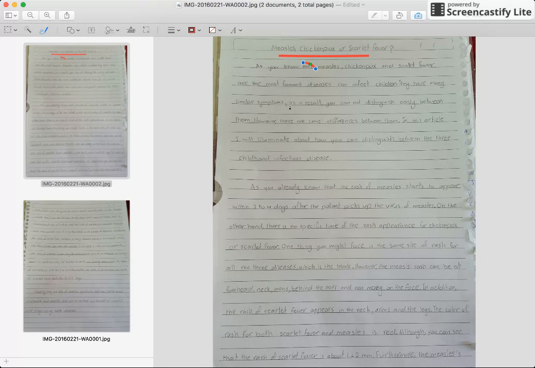Okay, it's not really "as a result." They just do. Yeah. You cannot distinguish easily between them. Okay, that's true. However, there are some differences between them. In this article, I will illuminate you. Okay, on distinguishing between the three childhood diseases. Okay.